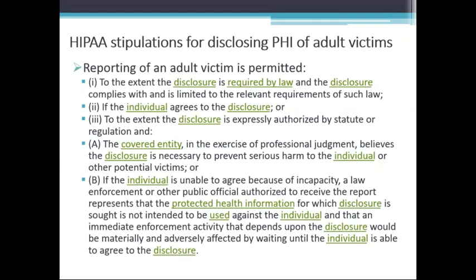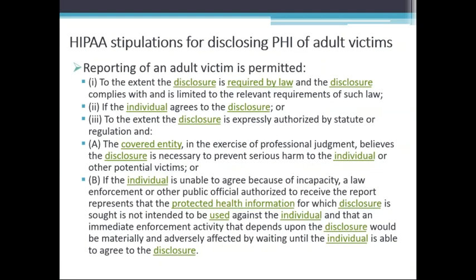So the stipulations, this is a lot of regulatory jargon that essentially says, to the extent that a disclosure is required by your state laws and the disclosure complies with and is limited to the relevant requirements of that law, then the individual agrees to the disclosure, or to the extent the disclosure is expressly authorized by statute and regulation, and the covered entity, which is you as our employee, CBH is the full agency, in our professional judgment, believes that the disclosure is necessary to prevent serious harm to the individual or other potential victims, or the individual is unable to agree because of incapacity, and a law enforcement officer or other public health official authorized to receive the report represents that the protected health information is not intended to be used against the individual.